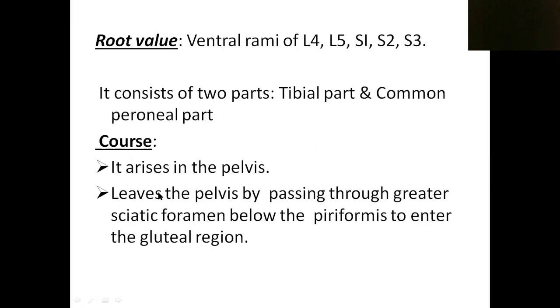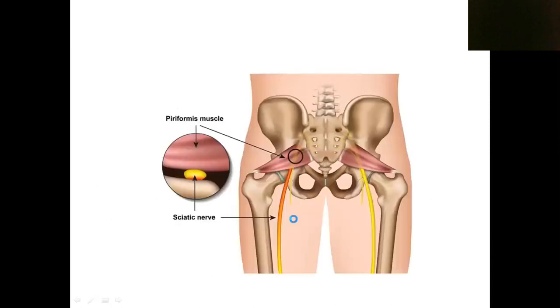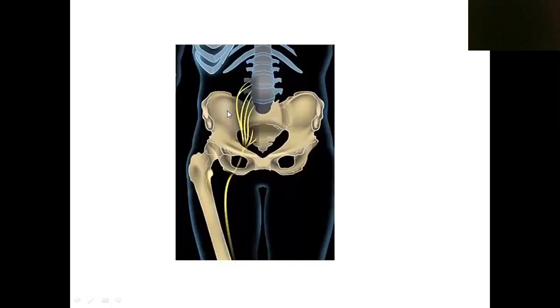Now the course. It arises in the pelvic region. The formation of the sciatic nerve takes place in the pelvic region. From the pelvic region, it passes through the greater sciatic notch, or the foramen below the piriformis, to enter into the gluteal region. What is meant by that? See here in this image, this is the pelvis. So the formation of the sciatic nerve takes place here inside the pelvis.